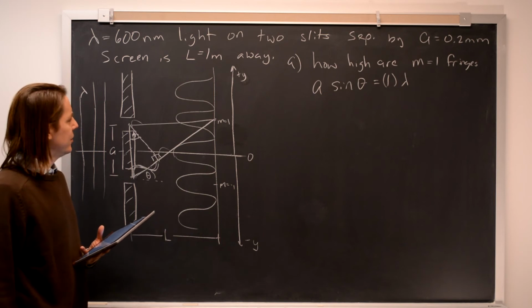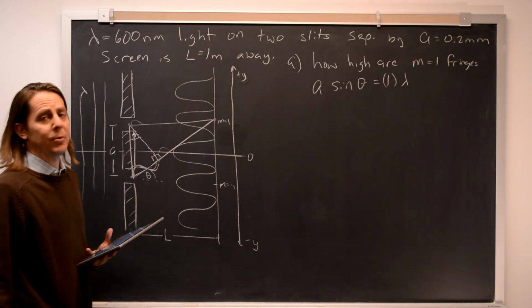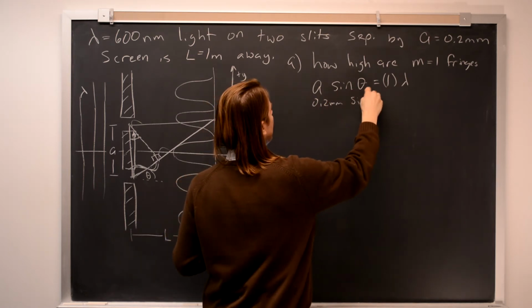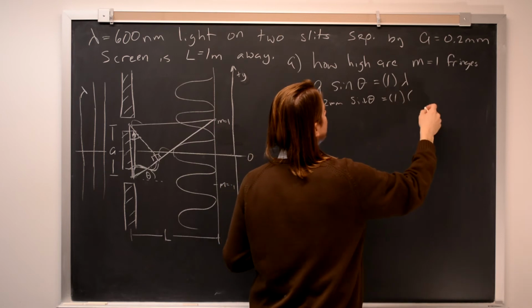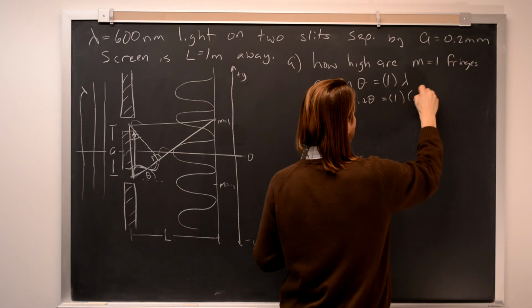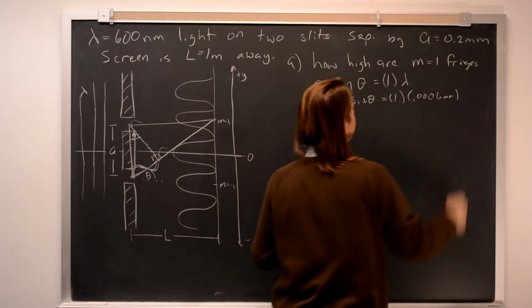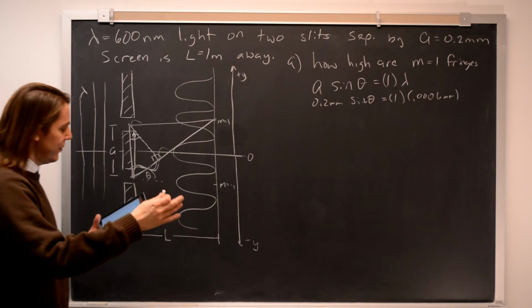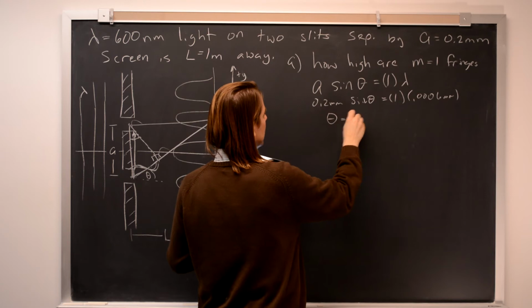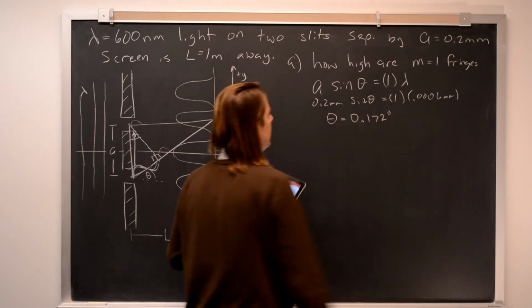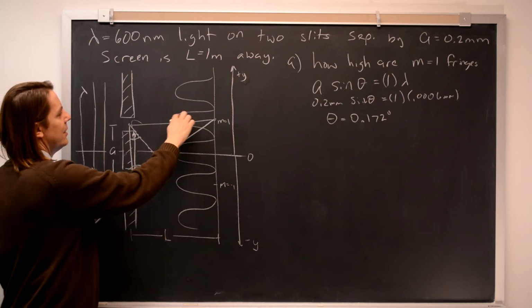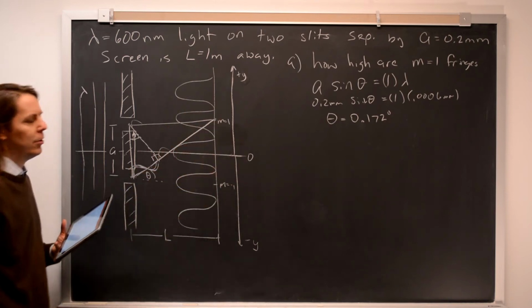And what do we do with that information? Oh yeah, then we solve for theta. So we say 0.2 millimeters sine theta equals 1 times lambda. If I wrote it in millimeters, it would be 0.0006. Right, so you solve that, and you get that the angle is 0.172 degrees, if you're working in degrees. But that wasn't the question. The question was, how high does this occur above 0 and how far below 0?